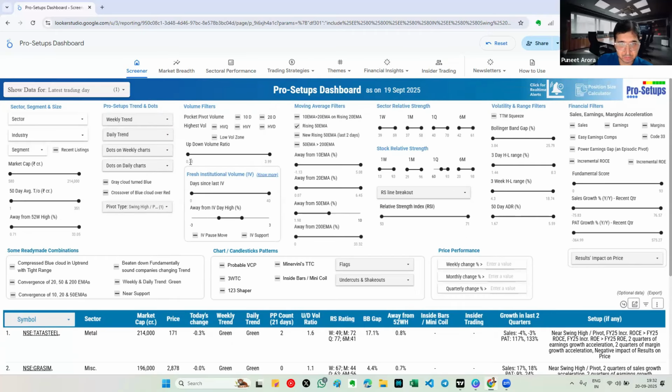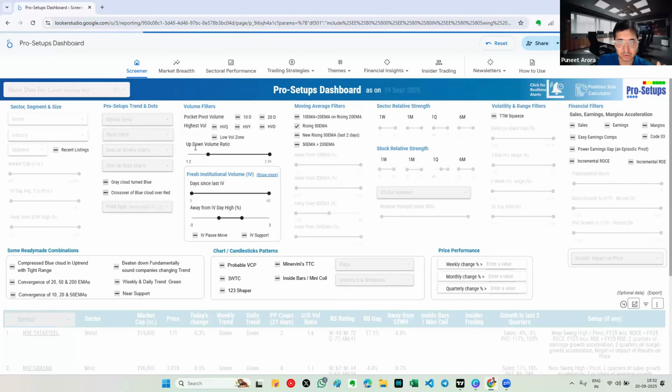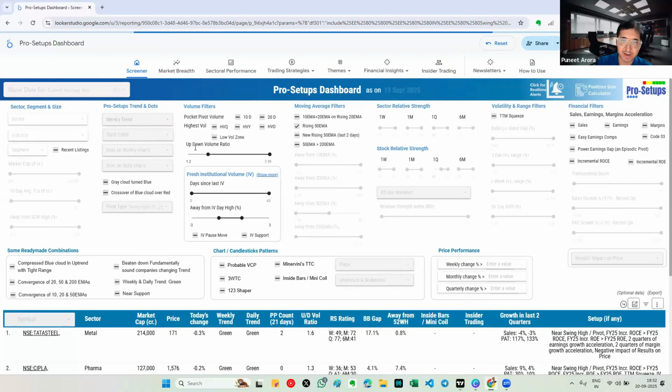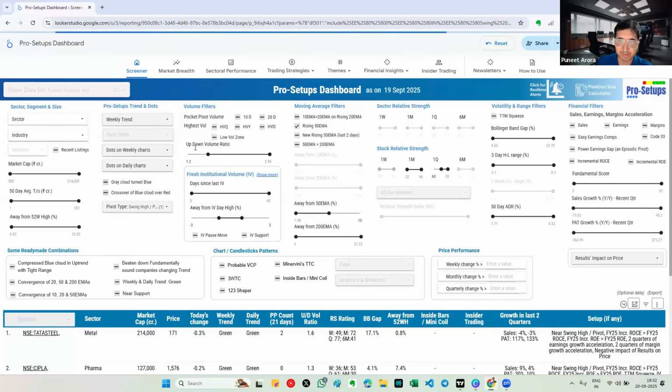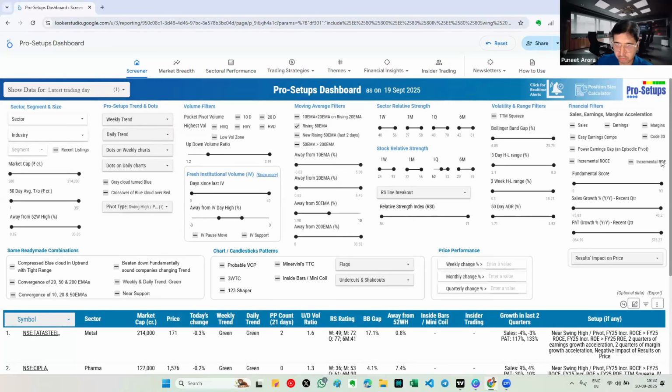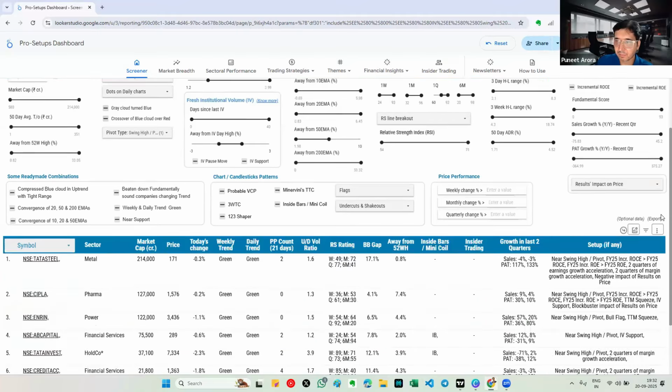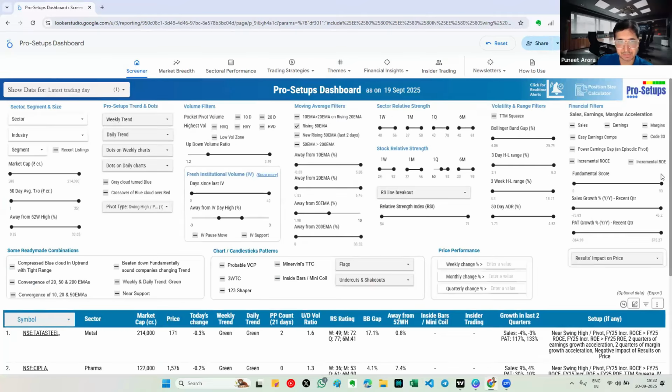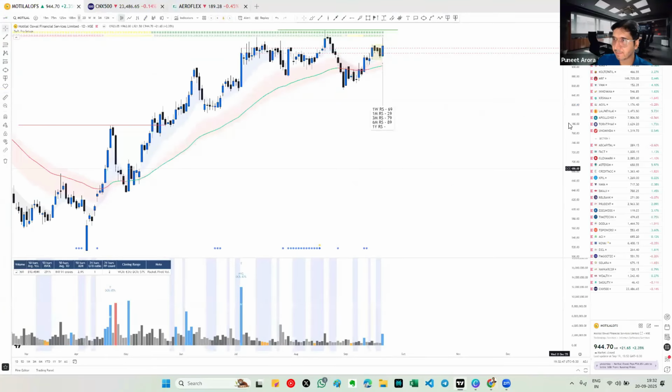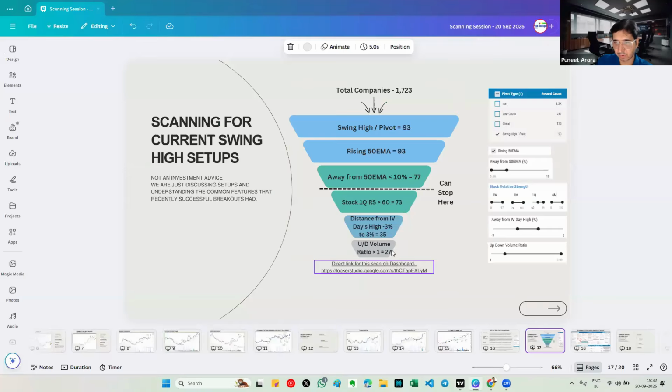You can put a ratio of 1 or 1.2 in up down volume ratio. A ratio more than 1 indicates that buyers have the upper hand, less than 1 indicates sellers have the upper hand. Since the list is not too long, I prefer looking at all the charts. So we are left with around 24 names. You can download the list and have a look at these charts. I have done this over here. I put 1.2, so that's giving me 24 names, but a ratio of greater than 1 gives us 27 names.